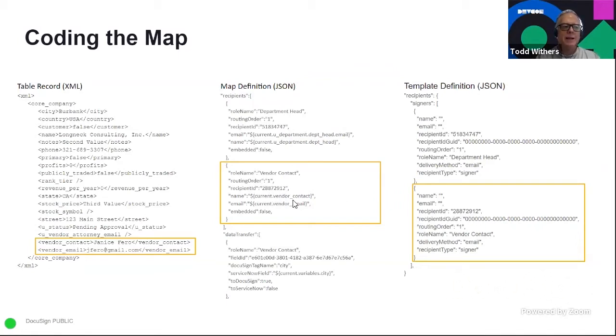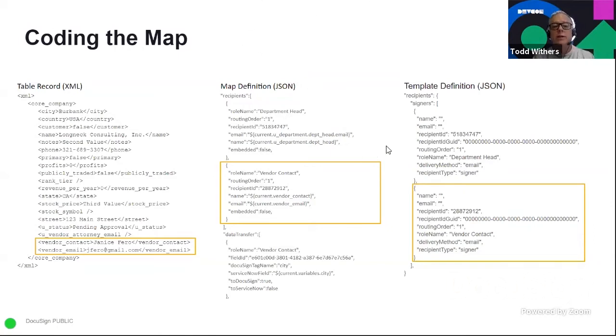And then you'll see the name and email here. This is ServiceNow specific syntax right here, but essentially points at these two fields over here. So this is connecting these up. That's how you make that connection between ServiceNow and DocuSign. Obviously, we do this in a variety of ways, but this gives you an example. This map definition is really controlling that data flow between the two systems.